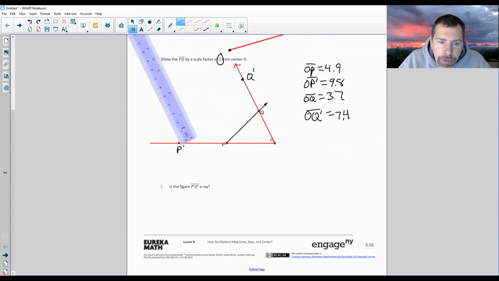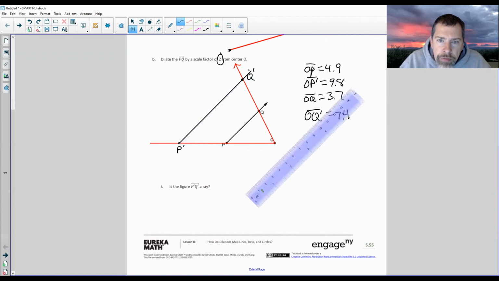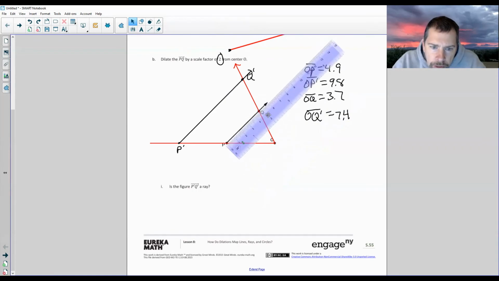Then I bring my ruler over to P prime, rotate it to Q prime, and this would be my ray P prime Q prime, dilated by 2 from O. The other way I was thinking of doing this was measuring PQ, which is 4.7, 4.8, somewhere around there, doubling it and moving Q up here, but that wouldn't be dilated from center O.